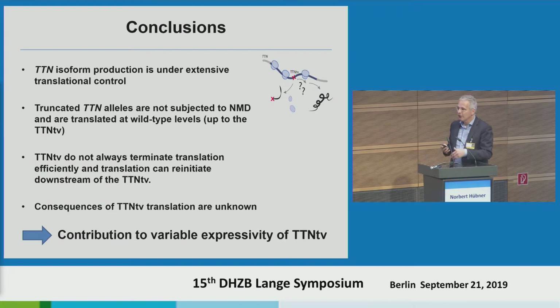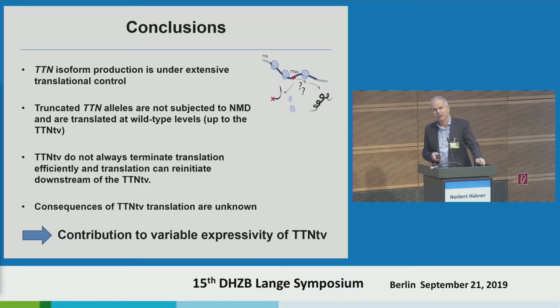So, in conclusion, I think this raises important questions also for those of you that are active in genetic counseling, because we see that, as I've shown you, for a particular disease gene, in this case titin, the isoform production is under extensive translational control. It's not only the RNA. The truncated alleles are not subjected to nonsense-mediated decay.